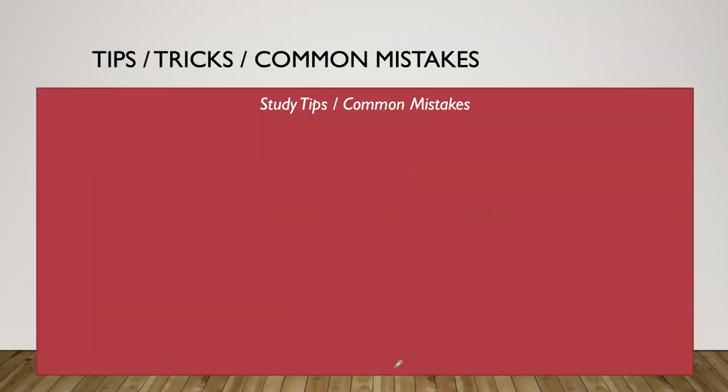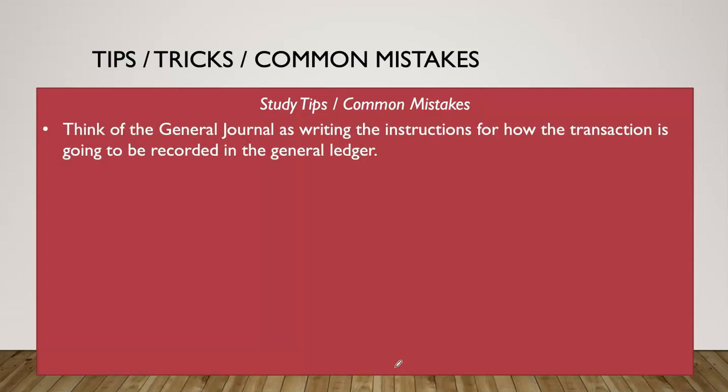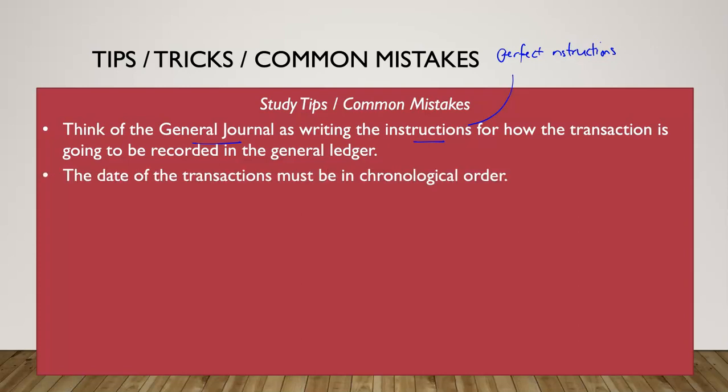So what are some common mistakes that people make in the general journal? It is impossible to get full marks if you make these mistakes, and these are ways that, when you understand a transaction, we can still unfortunately lose marks. Before we go through the mistakes, I want you to think of the general journal as writing the instructions for how a transaction is going to be recorded. If you are going to make instructions, you're going to need perfect instructions. And these common mistakes make the instructions not perfect. What are the things that we have to do, and what are some mistakes?